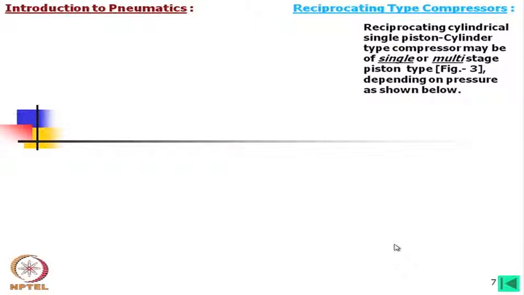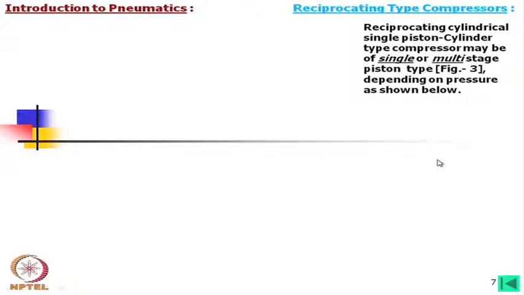Now, reciprocating type. A reciprocating cylindrical piston compressor may be single or multiple. This means that single means, suppose there are two pistons, that may not be two stage. Only two pistons are being used and they are compressing the air at the same pressure. Whereas, you may find two pistons that are two stage, which means in the first stage one piston is compressing the air and in the second stage the other piston is compressing that air.